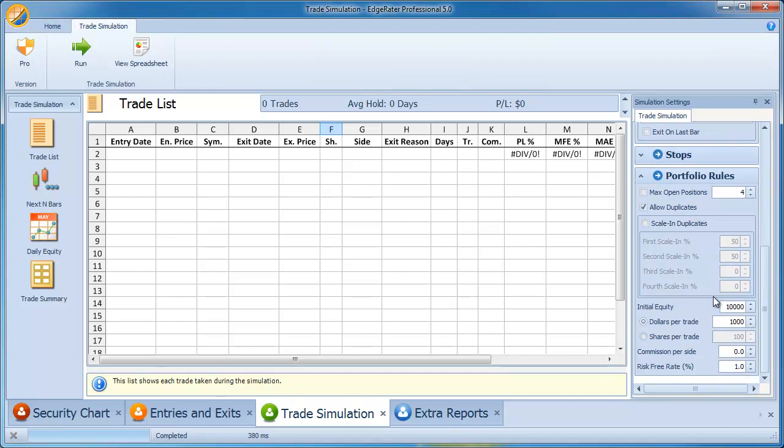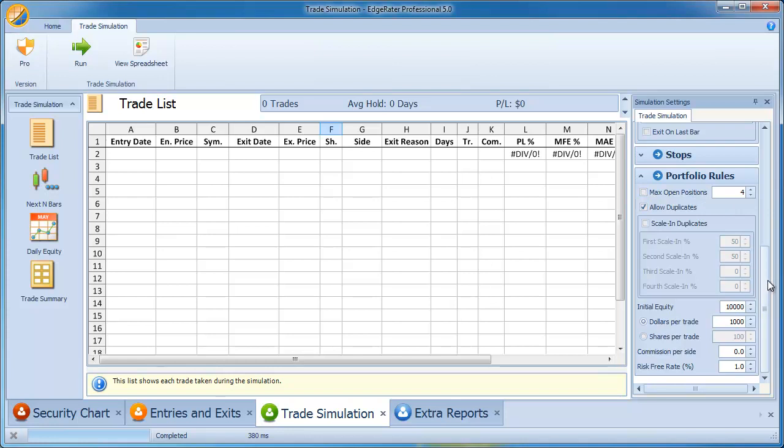and in portfolio rules I'm going to start with $10,000 in initial equity. I'm going to be investing $1,000 per trade, and I'm going to allow duplicates. And what that means is if a stock has triggered an entry and I've taken that entry and included that stock in my portfolio, and then that same stock triggers another entry, I'm also going to take that second entry and any subsequent entry too. And that's just an option that you can set on the portfolio rule settings over here.